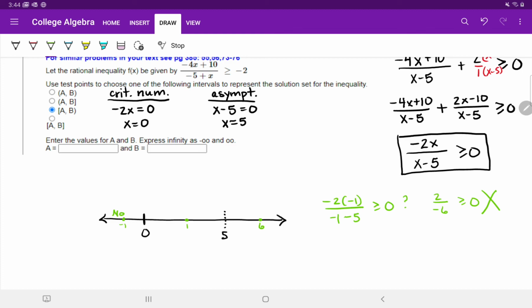Let's try our next test point. We're plugging in 1, negative 2 times 1 over 1 minus 5. Is that greater than or equal to 0? Well, we end up with negative 2 over negative 4, which is positive 1/2. That is definitely greater than or equal to 0. So these points are a yes. Everything in between here.